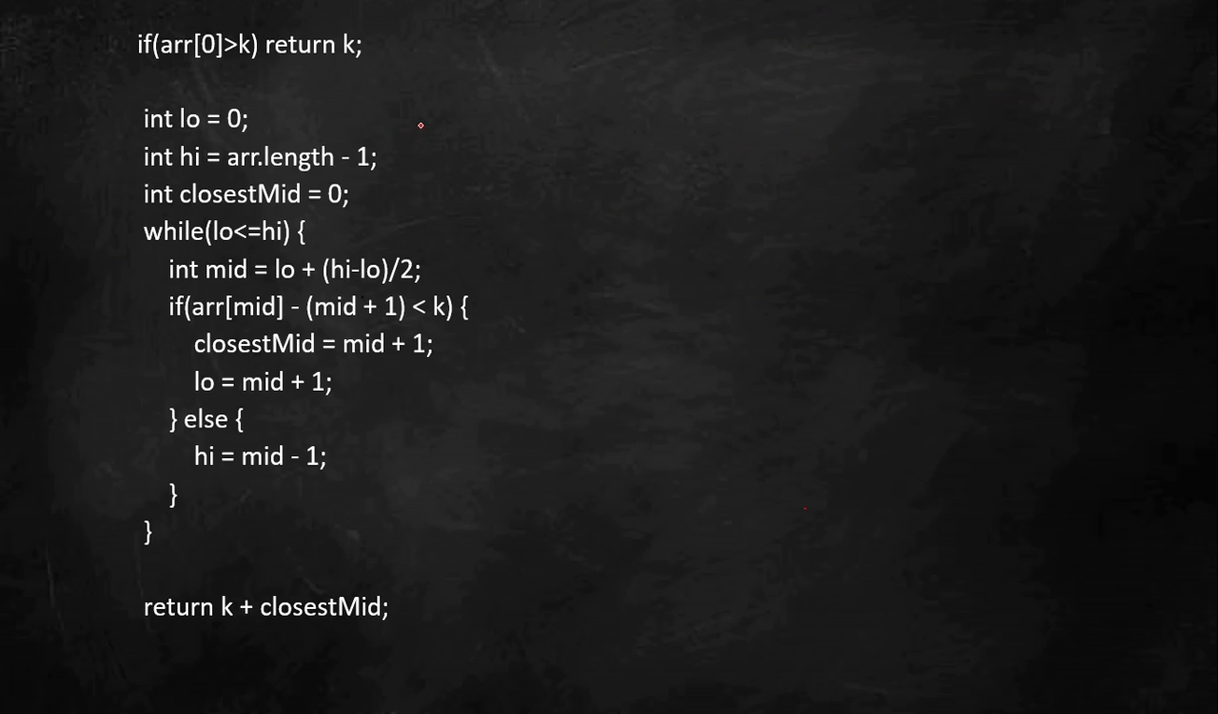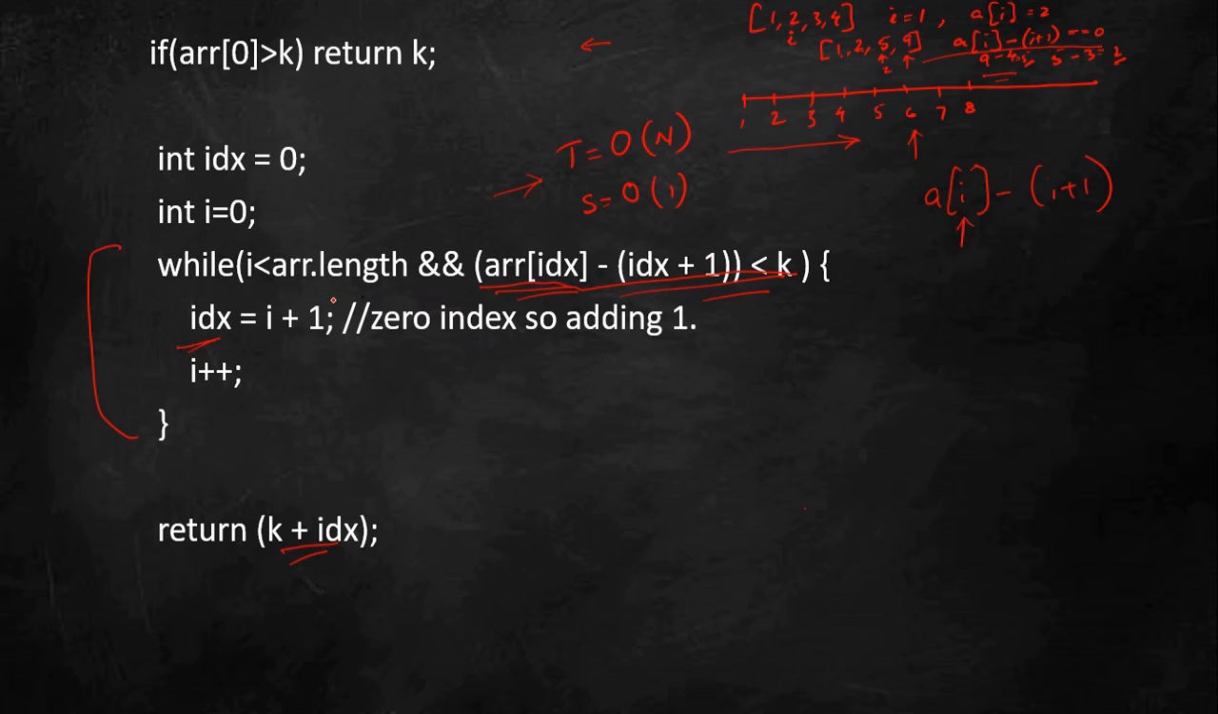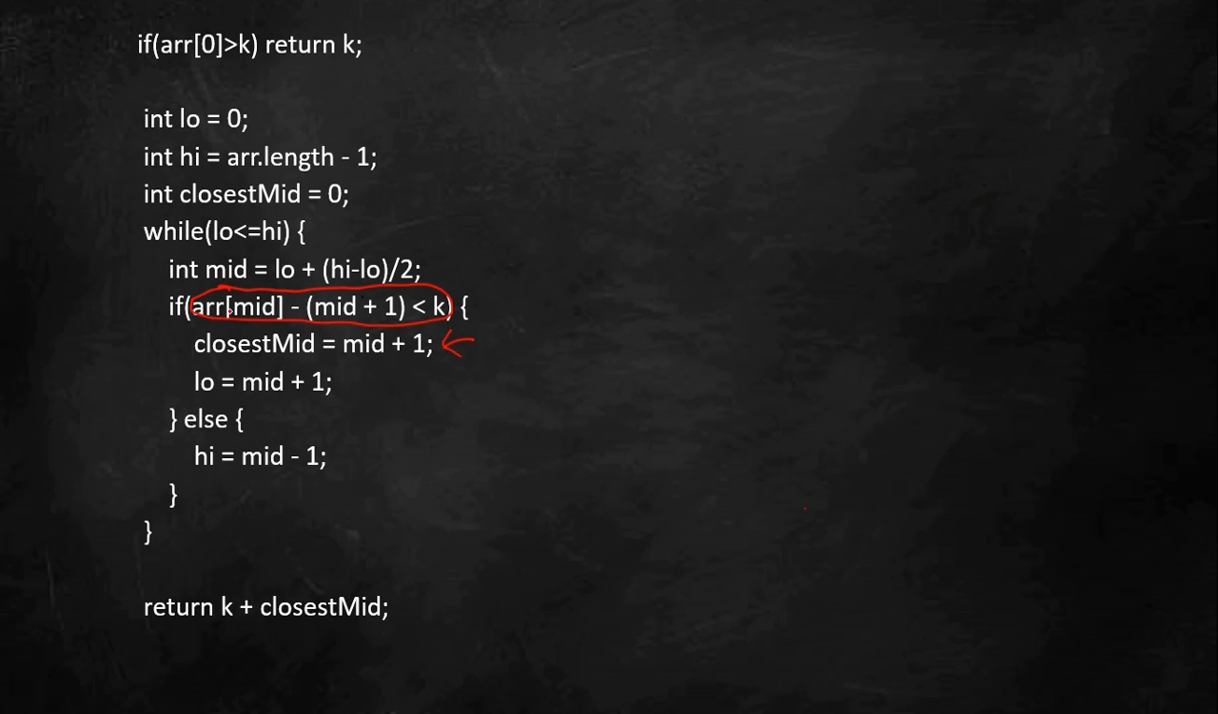Okay, so this is the binary search code. Except for this part and this part, the rest of the code is the same as a binary search algorithm, where we have low and high and we calculate mid using low plus high minus low by 2, and based on some condition we set low as mid plus 1 or high equal to mid minus 1. So what the condition is, that is important. This condition is the same as our previous condition where we did array of index minus index plus 1 is less than k. Here our index is the mid value, so we are doing the same thing: array of mid minus mid plus 1 is less than k.